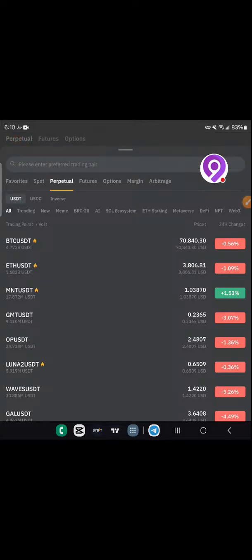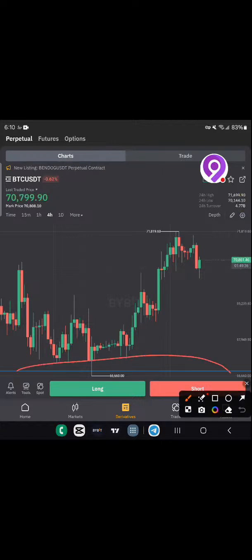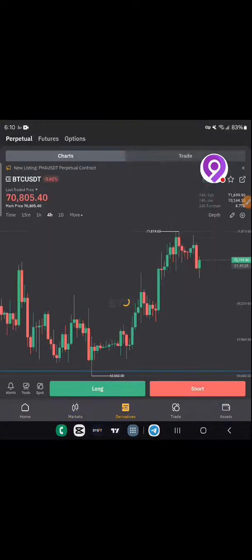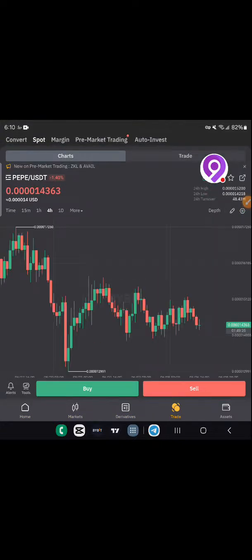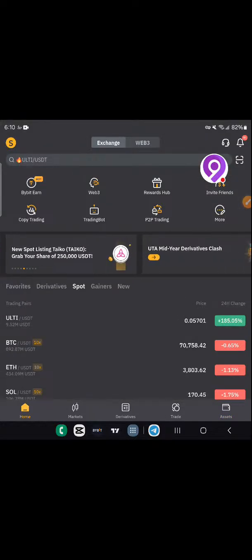So let's pick BTC. Now this is the BTC chart. Before I jump into the analysis, let us do one or two navigations around this. So on the bottom, this area, can you see that? We have home, we have market, we have derivatives, and we have trade. The last one is asset. Now for home, it shows you the full information on the home page.